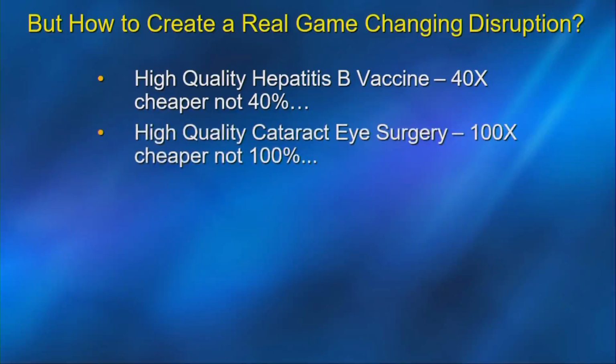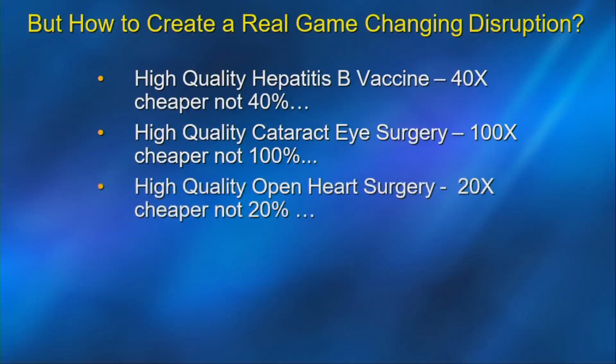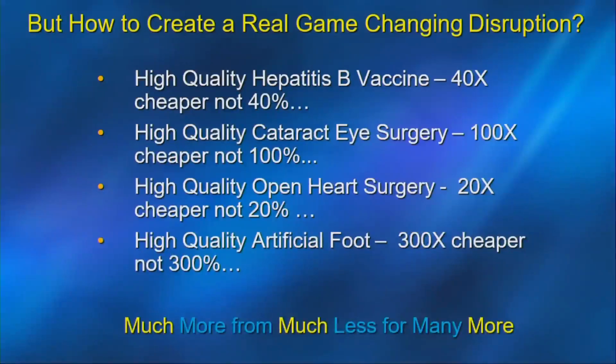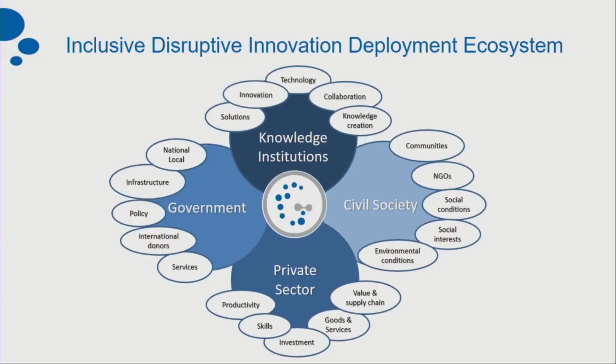Similarly, high quality cataract surgery, not 100% cheaper, but 100 times cheaper. High quality open heart surgery, not 20% cheaper, but 20 times cheaper. High quality artificial foot, and I will talk about Jaipur foot, 300 times cheaper, not 300%. So basically, when we talk about real disruption, real game change, we are talking about getting much more from much less for many, many more people. Then only we can make an impact.